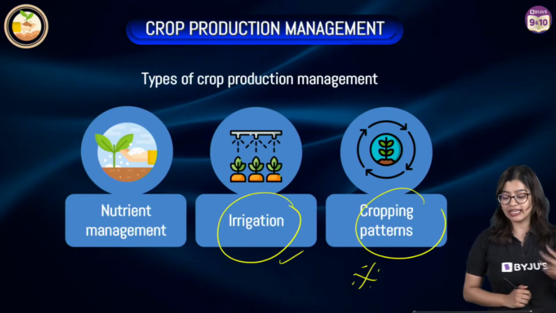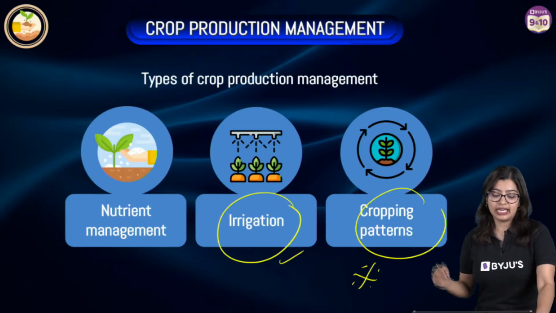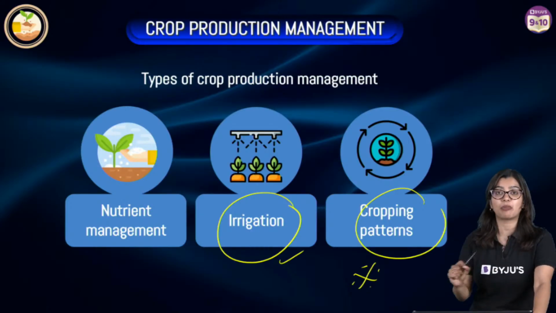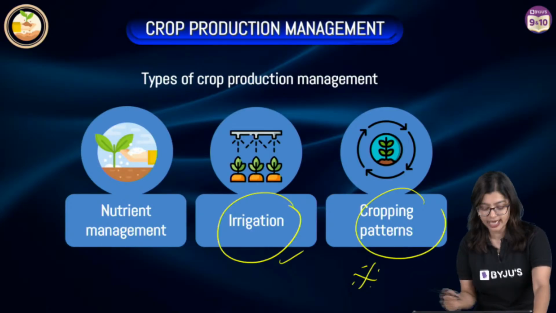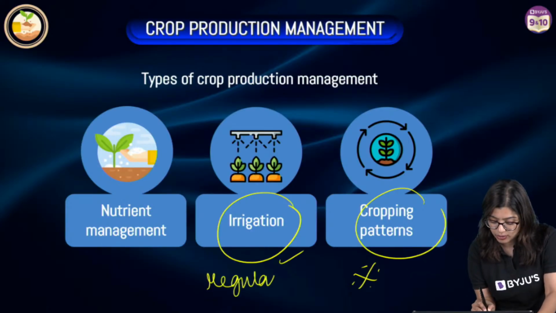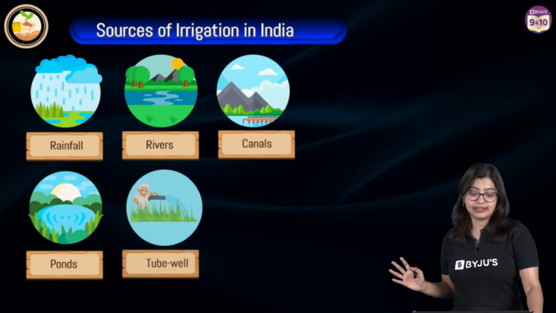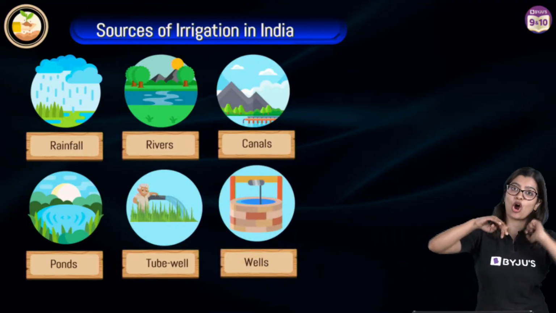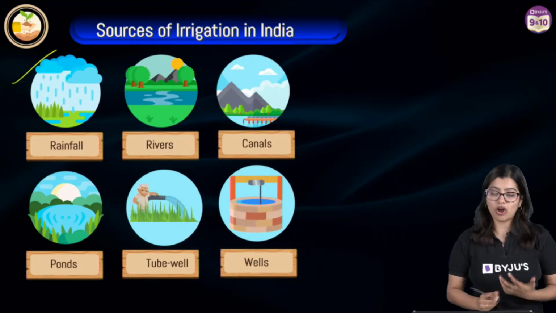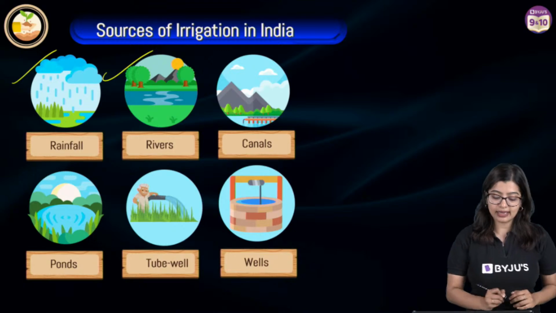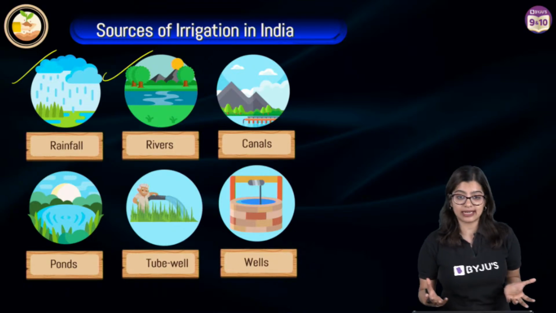So when we talk about irrigation, what is irrigation? Irrigation is nothing but the regular supply of water to the crops, right? So we say that this is the regular supply of water to the crops. Now, normally, how can the crops be grown? It can get water from rainfall, right? Or rather, what are the different sources that are there?